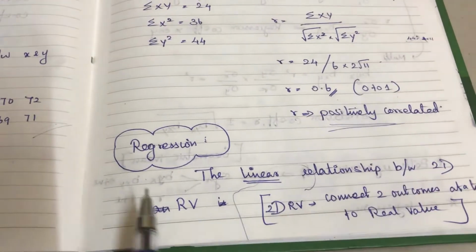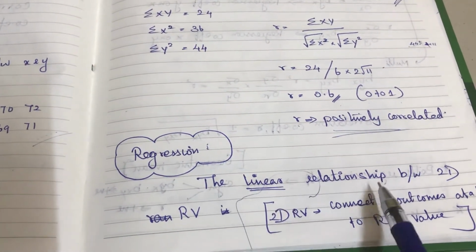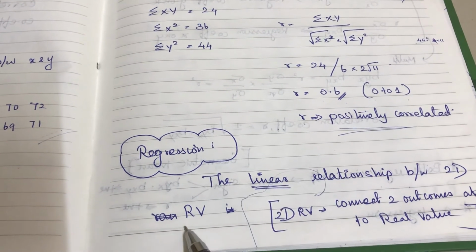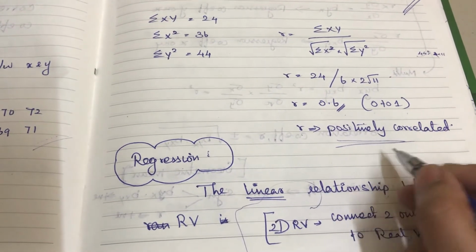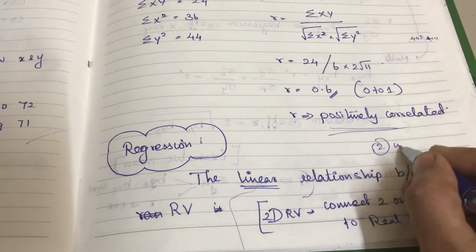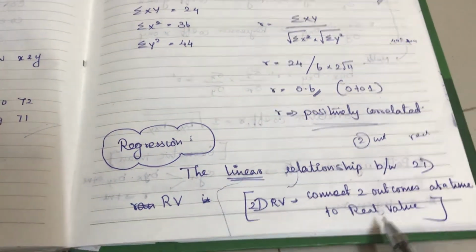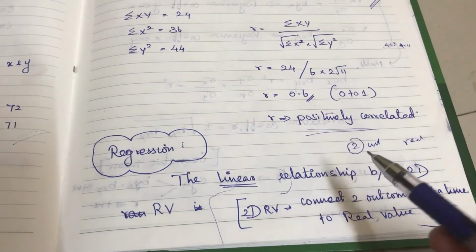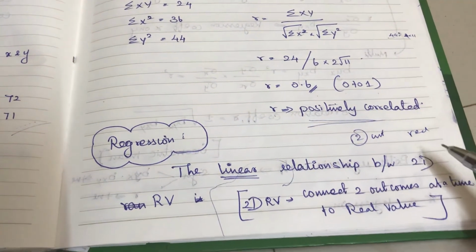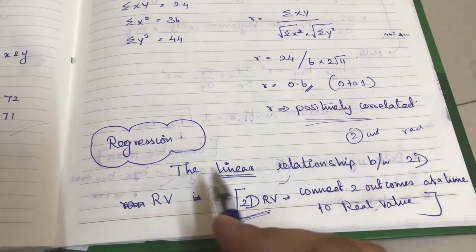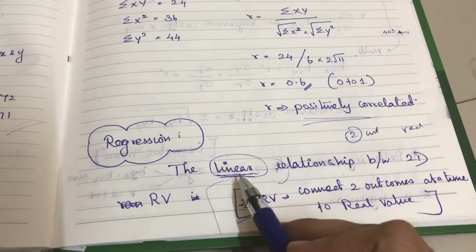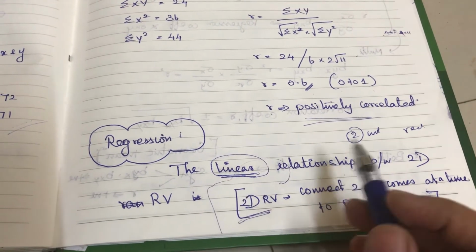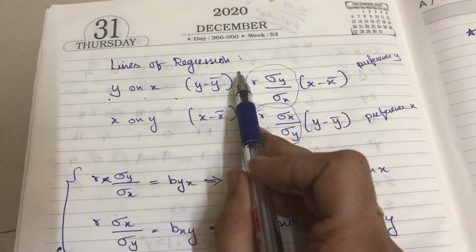Okay. Next one, regression. It is the linear relationship between 2D random variables. What is a 2D random variable? A 2D random variable means two outcomes that are connected to real values at the same time. So if the relation between the 2D random variable is linear, that is regression.